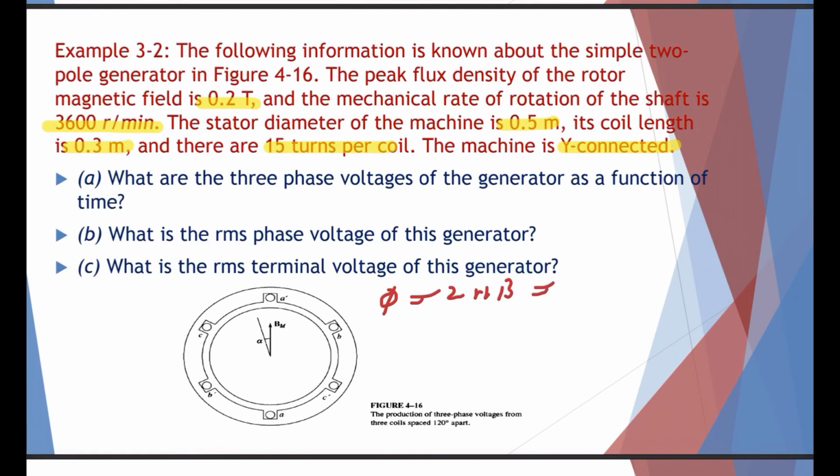Okay, so it is giving from the question the diameter. So 2R means D. We can just cancel 2R and put the diameter, where D is the diameter and L the length of the coil. Therefore, the flux of the machine is given by substituting D, diameter 0.5, multiplied by 0.3, this is the length, multiplied by the magnetic flux density in Tesla, 0.2. So the flux will be equal to 0.03 Weber.